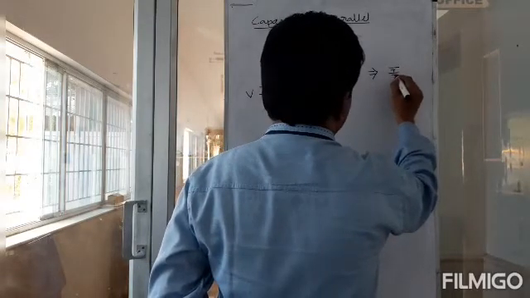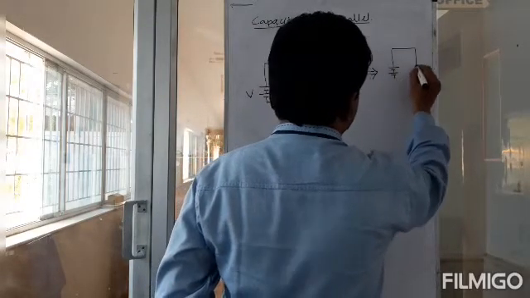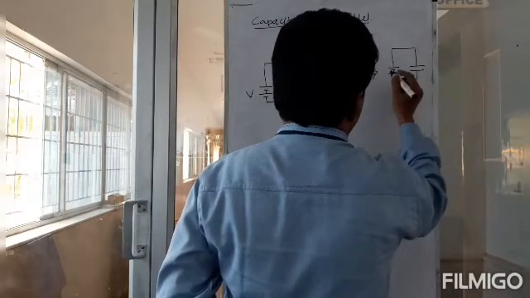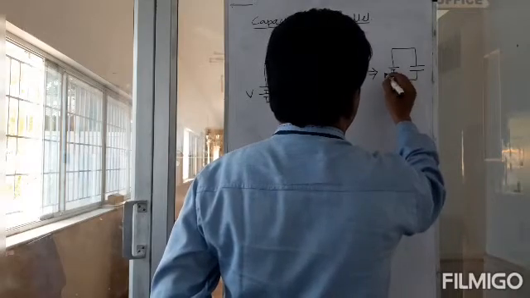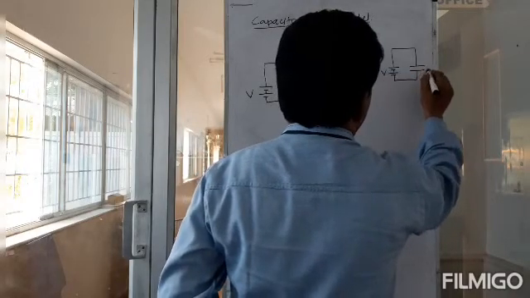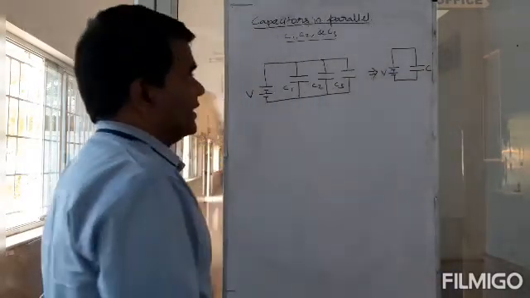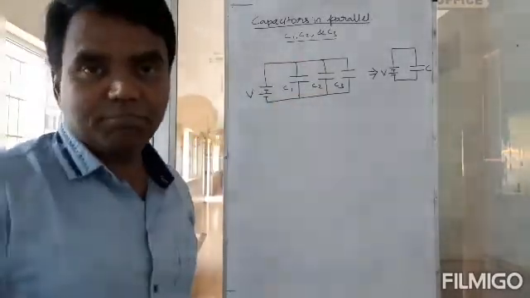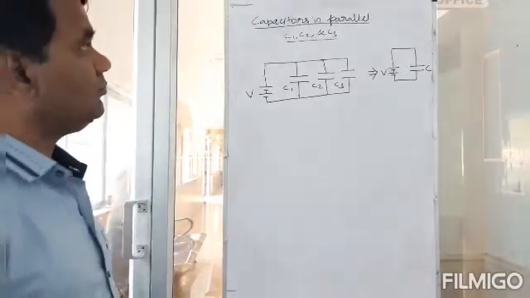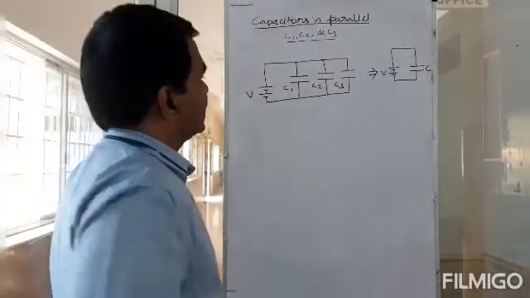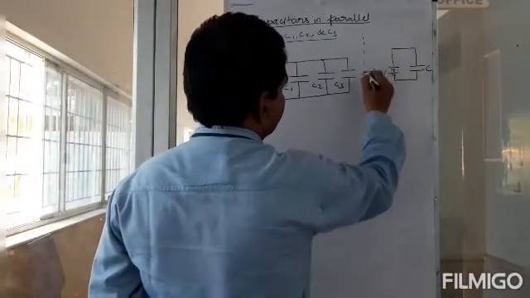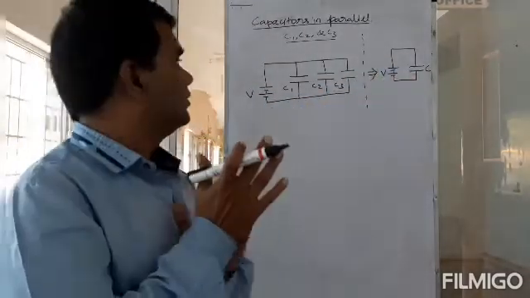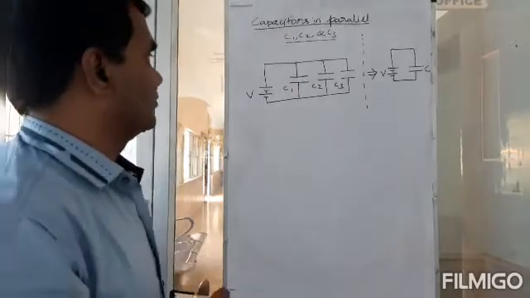The objective is I want to replace the entire thing with a single capacitor, so that it should have the same amount of charge that came out of the battery. Okay. So this is the objective. You're going to go from here to there. Let's see what is going to happen here.